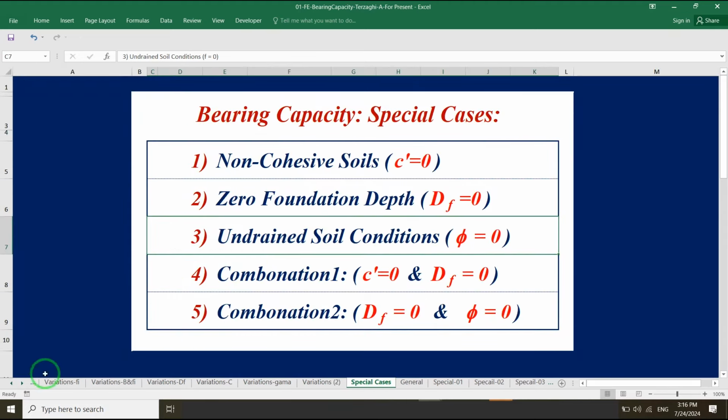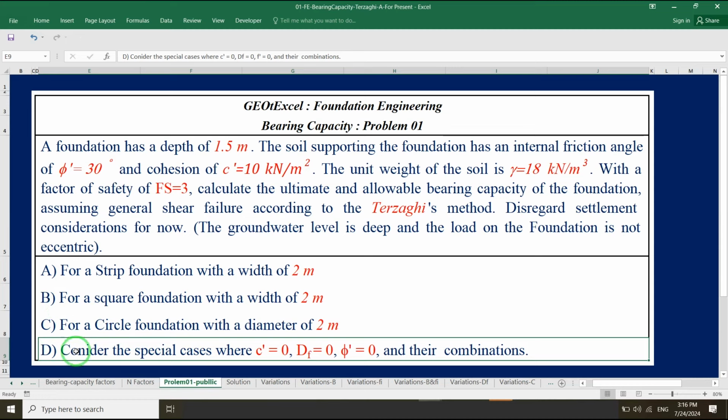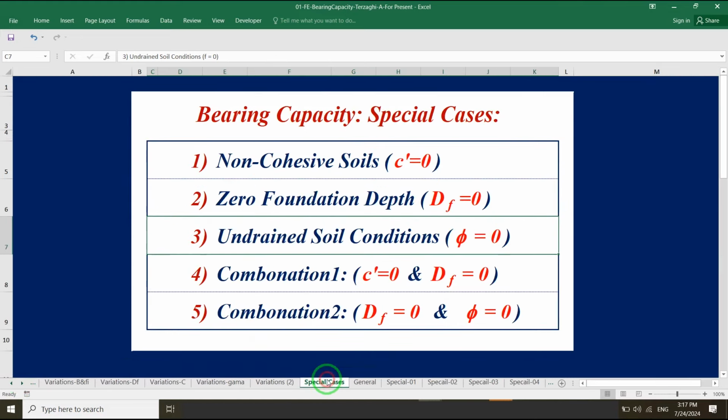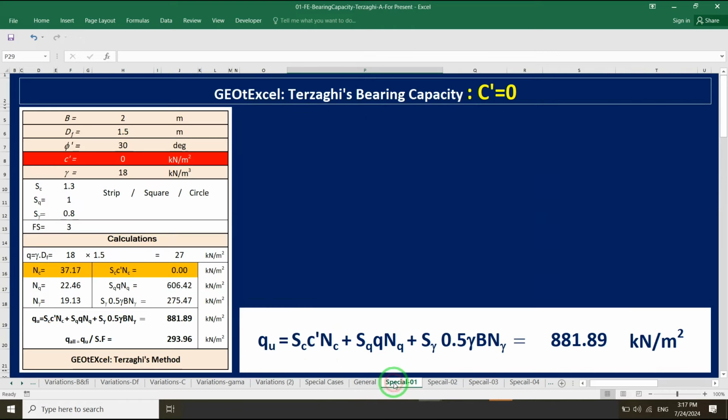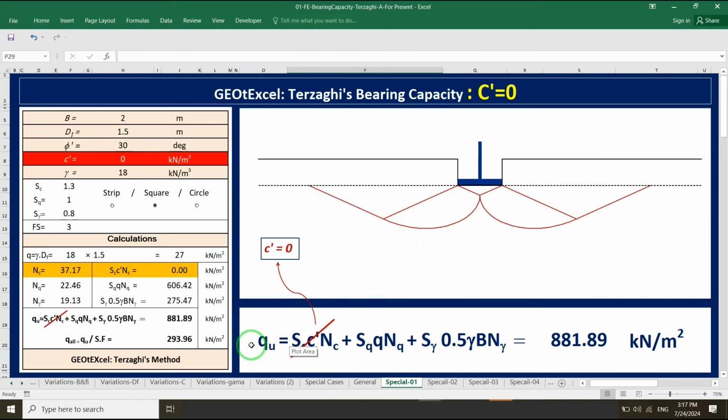Bearing capacity, special cases. Part D of the question. Consider the special cases where C' equals 0, dF equals 0, and phi' equals 0 and their combinations. Special cases. 1. Non-cohesive soils. C' equals 0. SC C' NC equals 0 because the C' parameter equals 0.